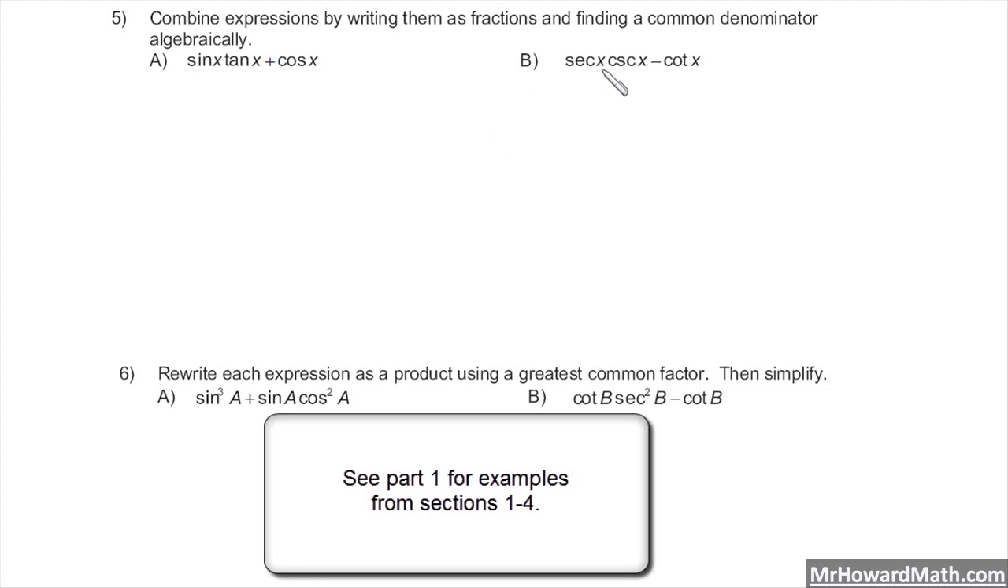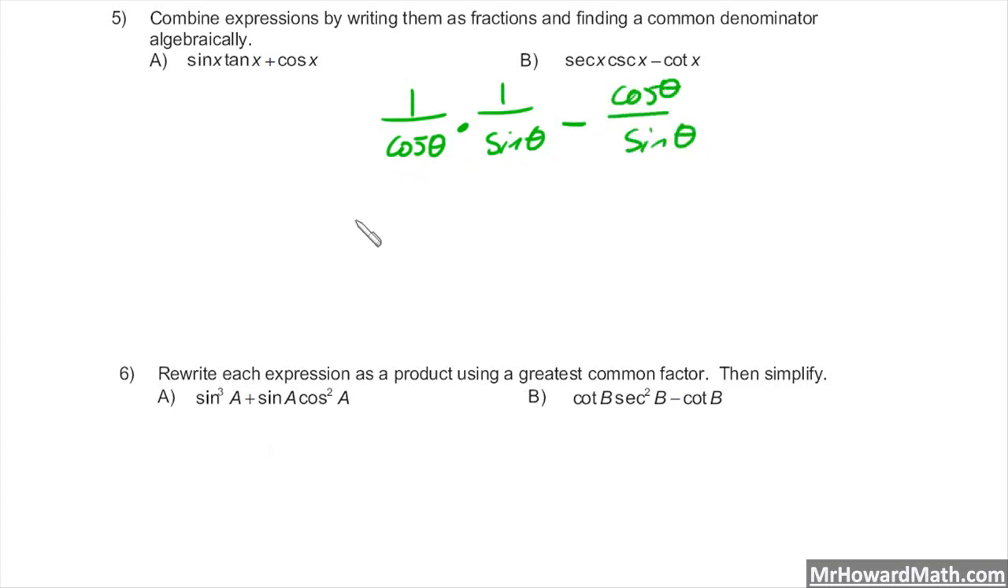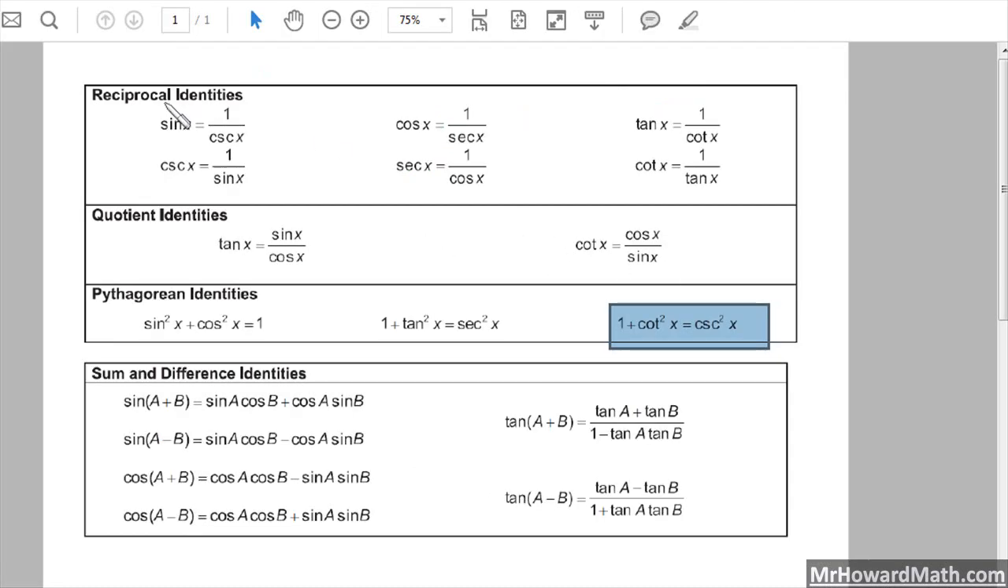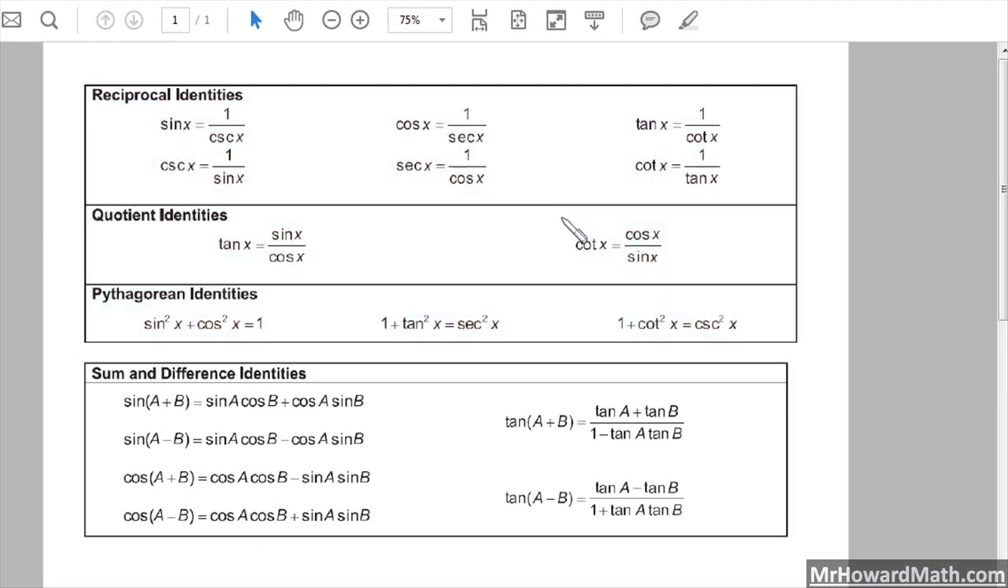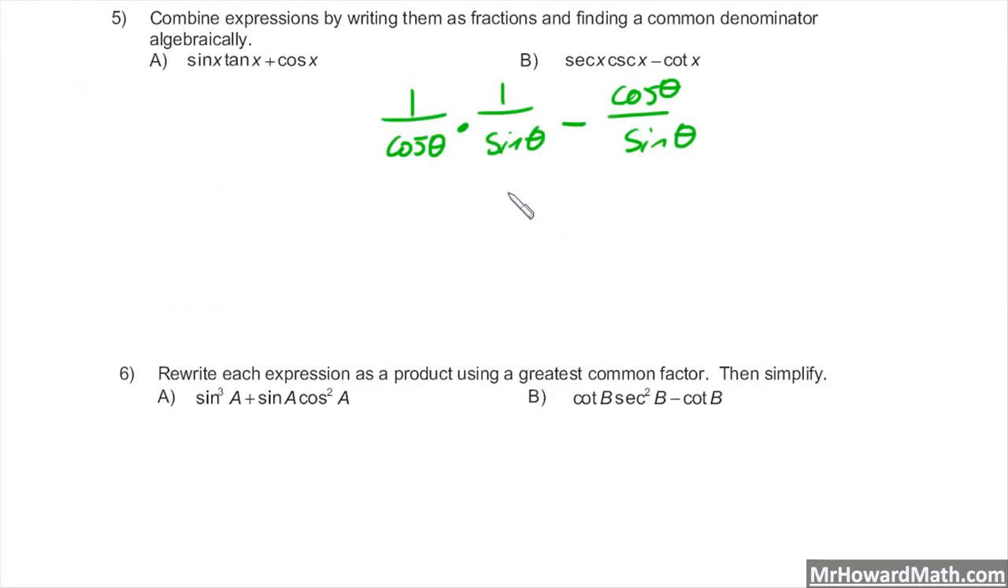So secant, I'm going to use theta instead of x. Secant theta is 1 over cosine theta, times cosecant theta is 1 over sine theta, subtract cotangent theta is cosine theta over sine theta. That's using the reciprocals. We use this section here, and then the cotangent one is this one right here. That's what I just used to simplify so far.